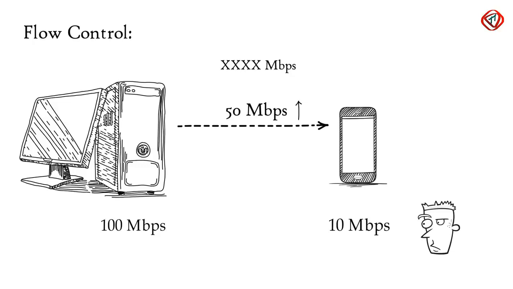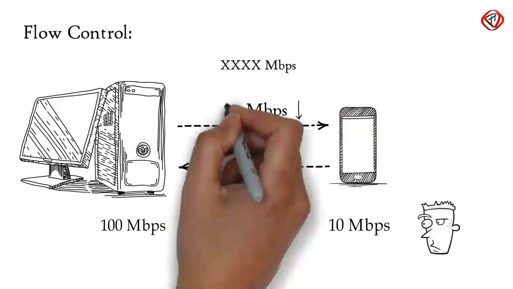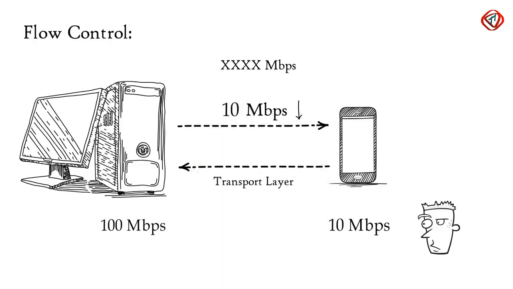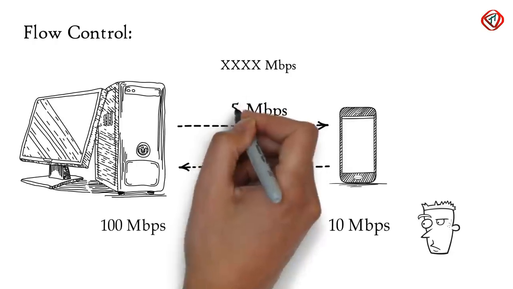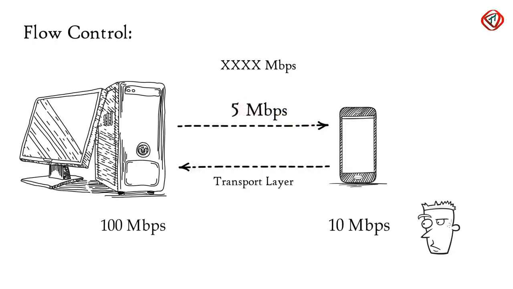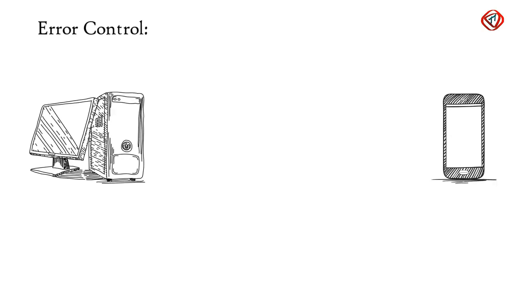So mobile phone with the help of transport layer can tell the server to slow down data transmission rate up to 10 Mbps so that no data gets lost. Similarly, if server is sending data at 5 Mbps, mobile phone tells the server to increase data transmission rate to 10 Mbps to maintain system performance. Transport layer also helps in error control.